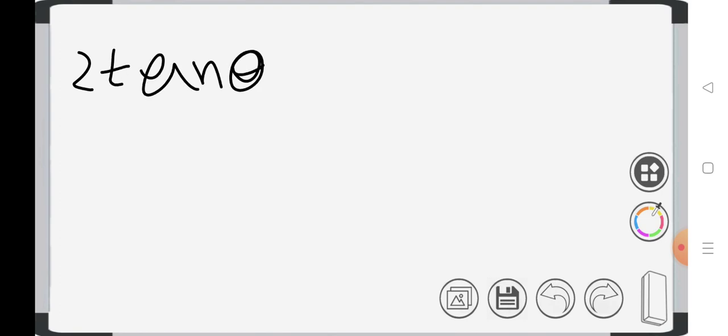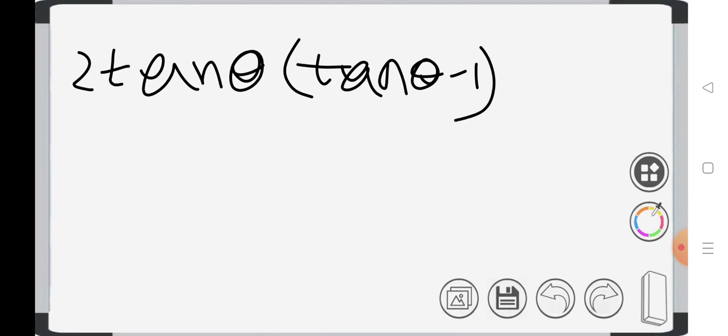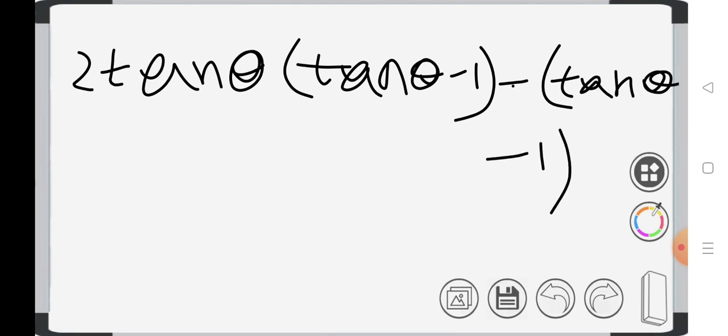Now let us move a step further. In 2 tan square theta minus 2 tan theta, take 2 tan theta common. It will remain tan theta minus 1. Here take minus common, then here it will remain tan theta minus 1.